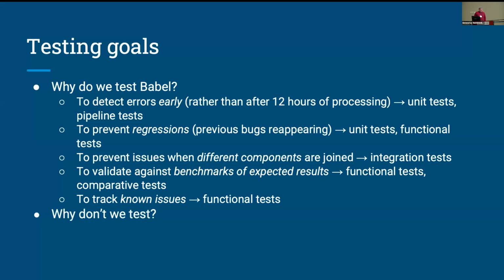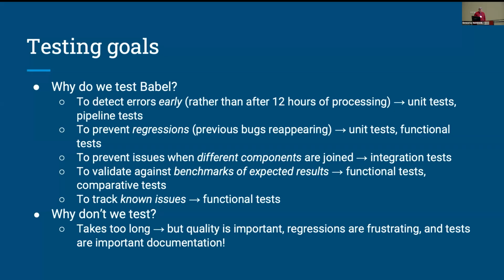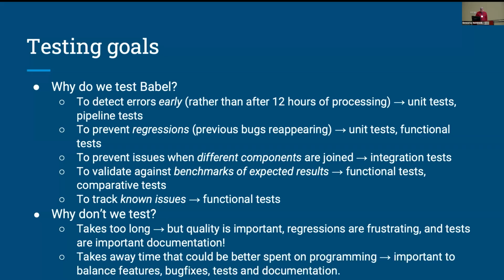Why don't we test? Well, the usual reasons not to test are things like it takes too long, both in terms of developer time as well as in terms of running the tests and then fixing things based on them. But quality is important, regressions are frustrating, and tests are important documentation of what the code is doing. It takes away time that could be better spent on programming, but it's important to balance features, bug fixes, tests, and documentation.